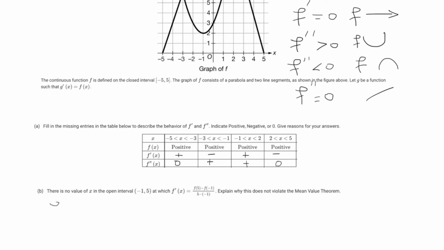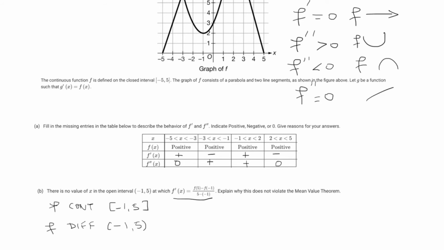Now, for the mean value theorem, there are two conditions. f has to be continuous on the closed interval, and it has to be differentiable on the open interval. So if you have these two conditions, you're guaranteed this equation. So we have to check that these two conditions are met.